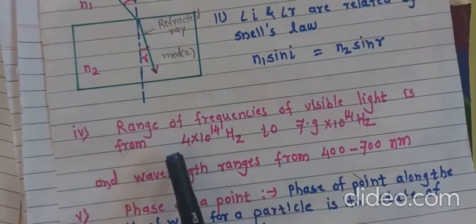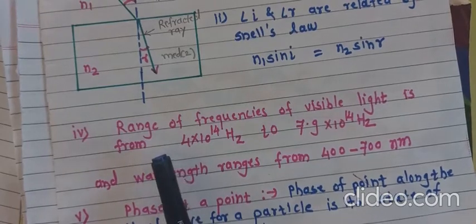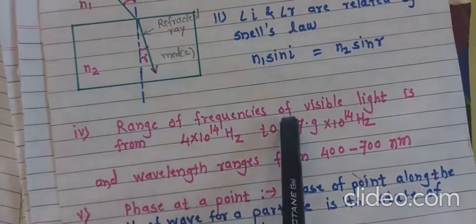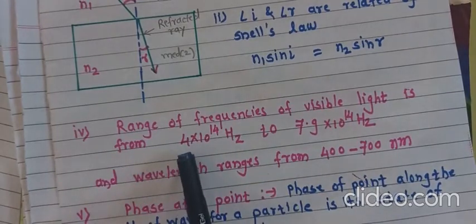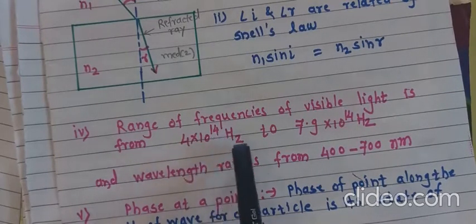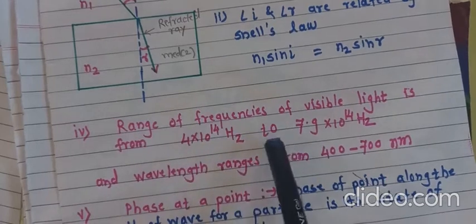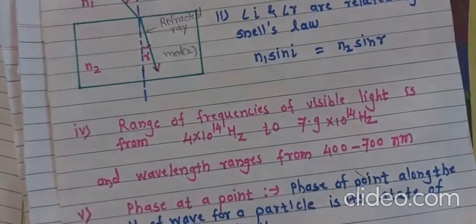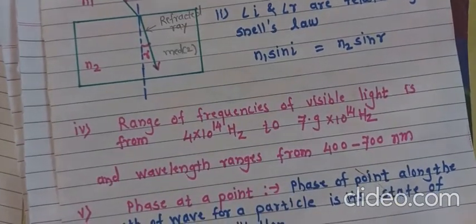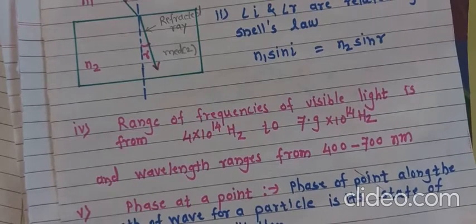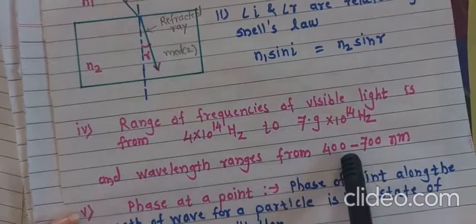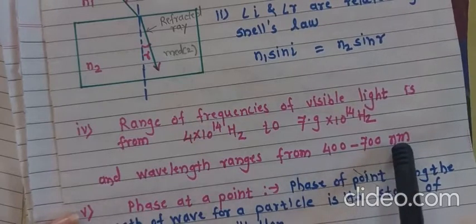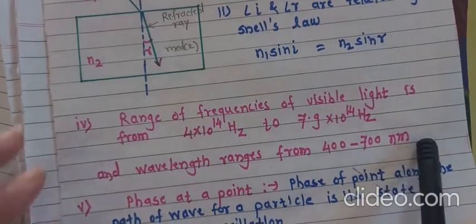Next, the range of frequencies of visible light is from 4 × 10^14 Hertz to 7.9 × 10^14 Hertz, and the wavelength ranges from 400 to 700 nanometer.